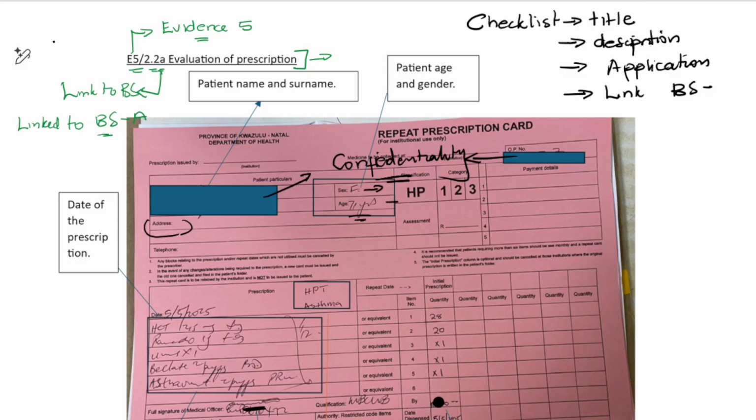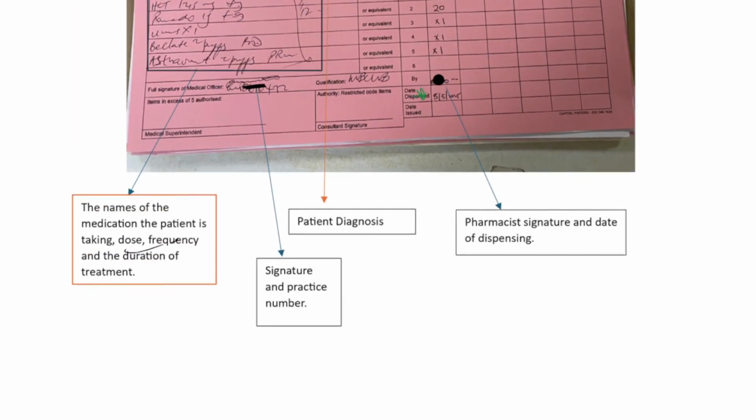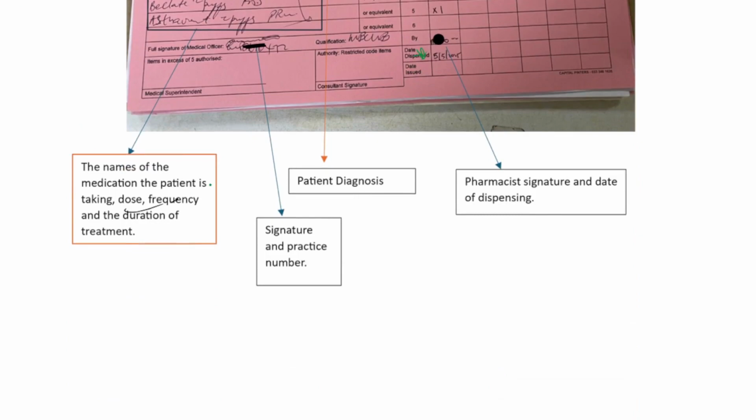So here, with the annotation, this person went on to say that this is the patient name and surname. Okay, the patient age and gender, the date of the prescription. So this links to this. And then going down with the annotation, we're going to check other aspects. They're saying that the names of the medication the patient is taking, dose, frequency, and duration of treatment, signature, and practice number of what's going on here. Patient diagnosis, pharmacy signature, and the date of dispensing.